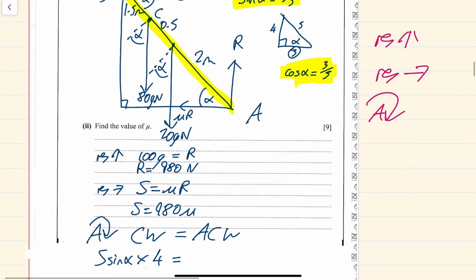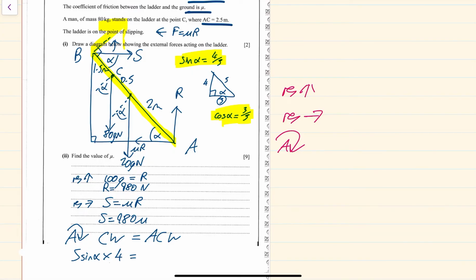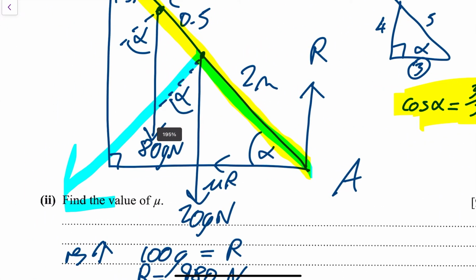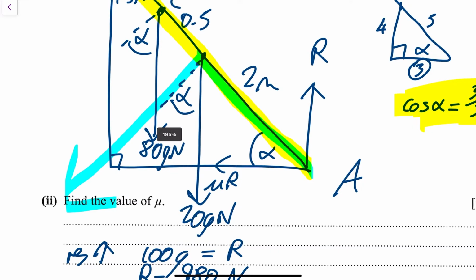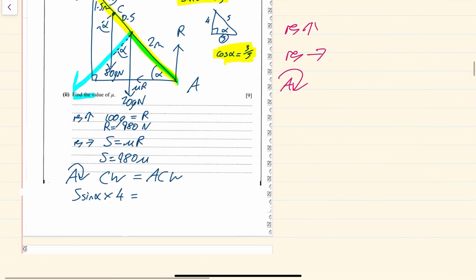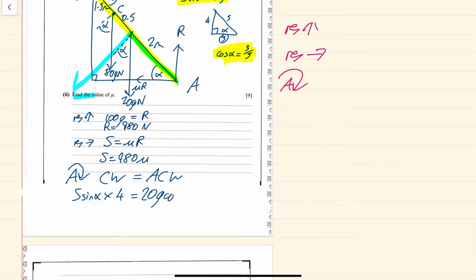And that equals, so my anti-clockwise, I have two anti-clockwise forces. This one in blue going this way. So let's zoom in on that one. That would be 20G goes through the angle, so 20G cos alpha times 2. Let's just write that in. 20G cos alpha, and that was times 2.